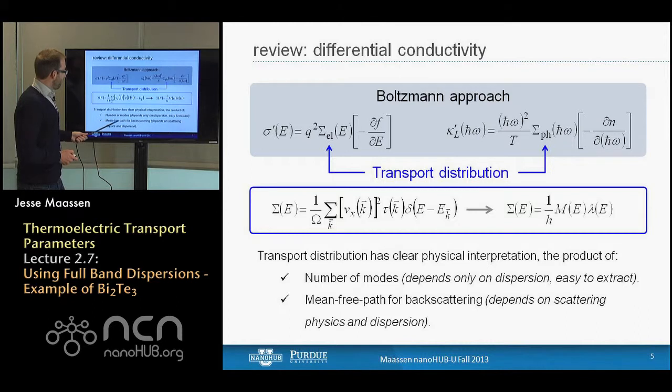And the second part is the mean free path for backscattering. This basically corresponds to the average length traveled by a carrier, either an electron or a phonon, before being scattered into a backward moving state. So this actually depends very much on scattering, and it also depends on the dispersion model used.